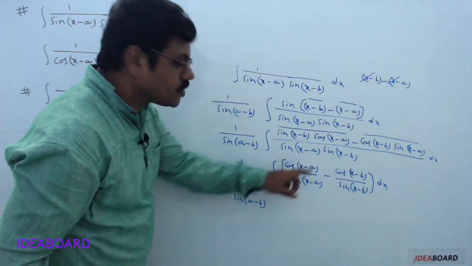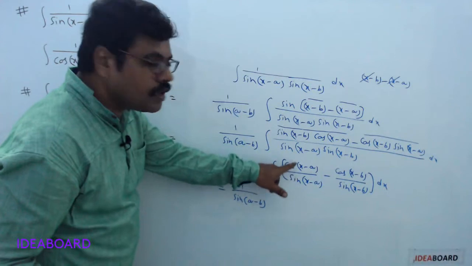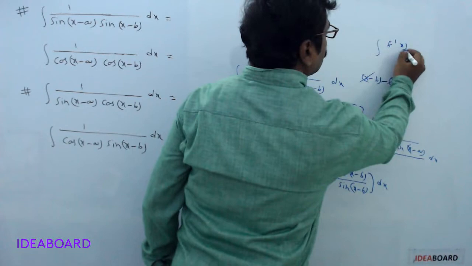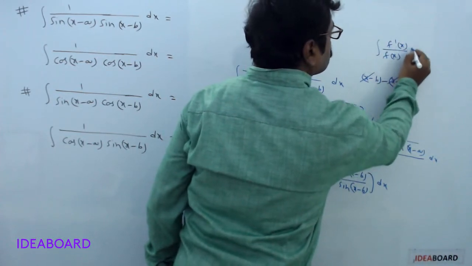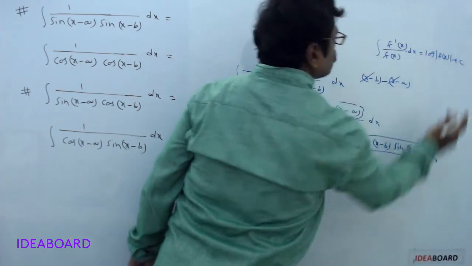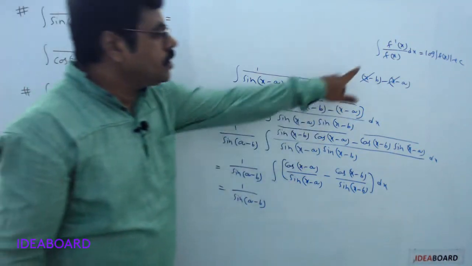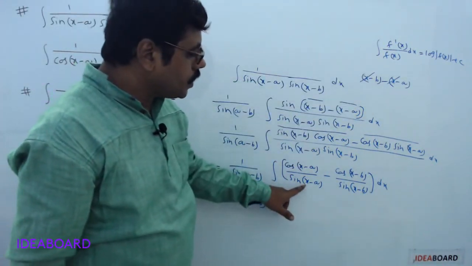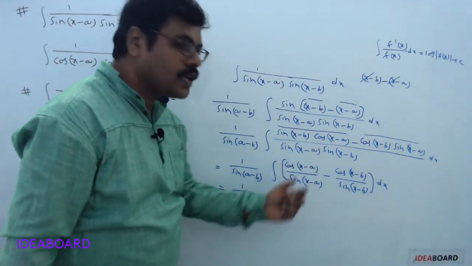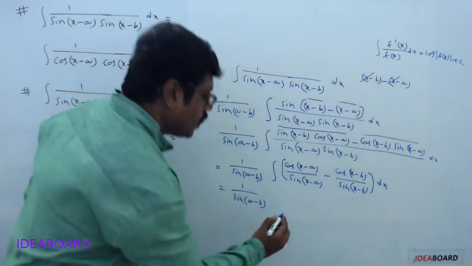derivative of sin of x minus a is cos of x minus a. It means the derivative of the denominator is in its numerator. Now see the formula. Integral f dash of x divided by f of x dx is log mod f of x plus a constant c. The first term is of the form integral f dash of x divided by f of x dx. Here f of x is sin of x minus a, f dash of x is cos of x minus a. So what is its value according to that formula?